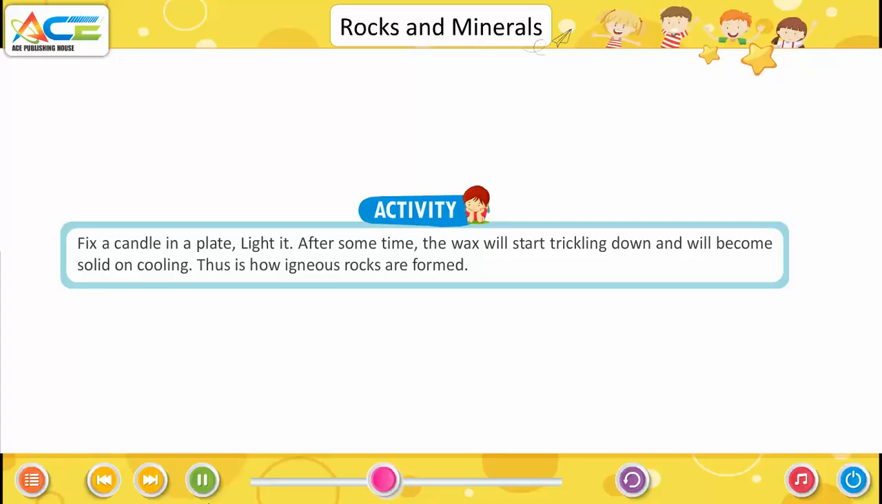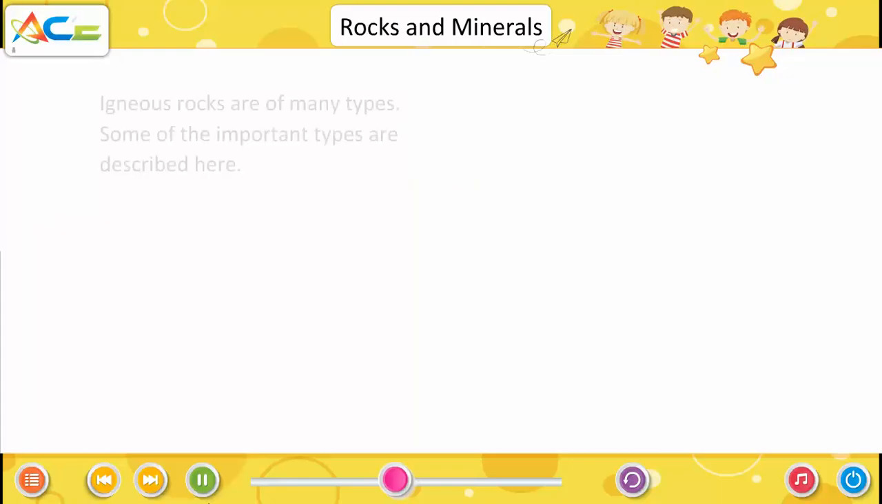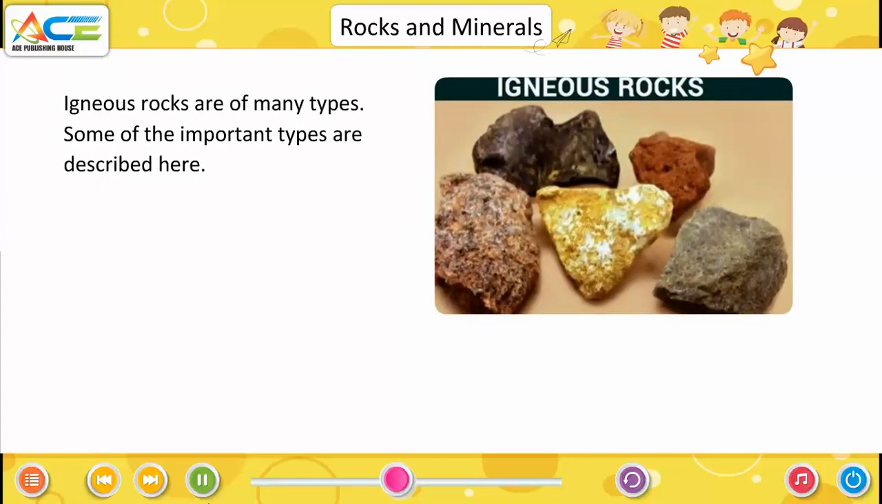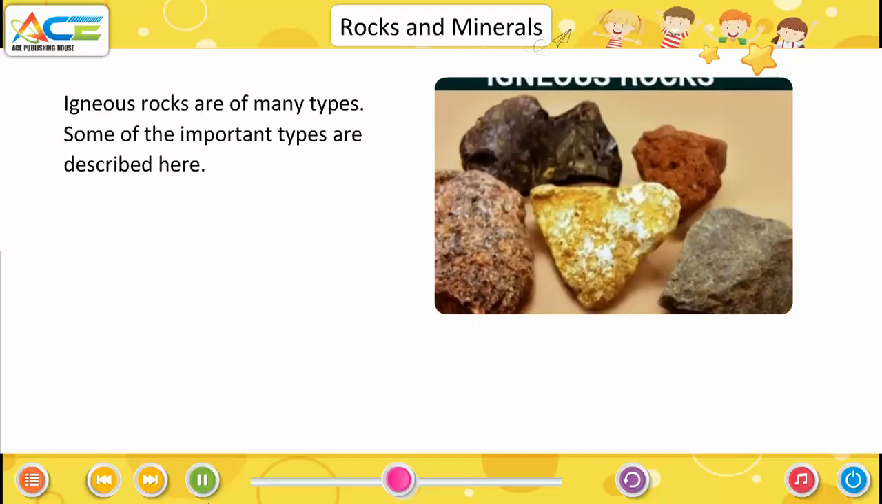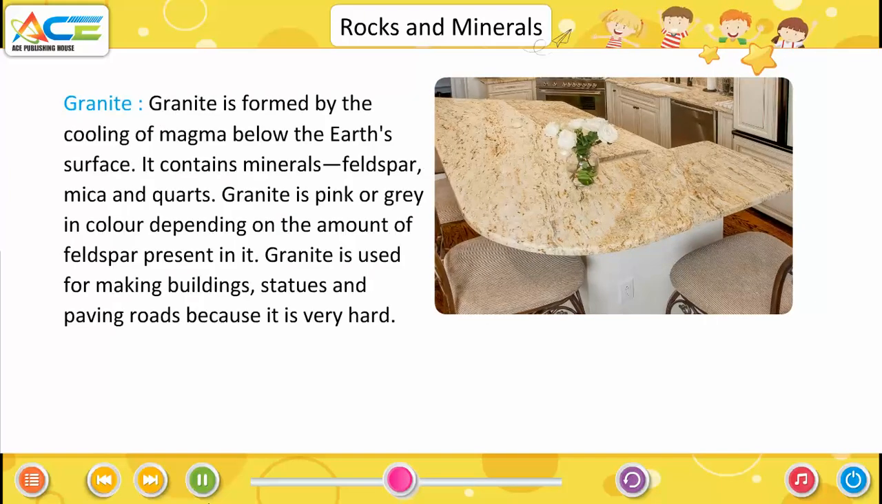Activity. Fix a candle in a plate. Light it. After some time, the wax will start trickling down and will become solid on cooling. This is how igneous rocks are formed. Igneous rocks are of many types. Some of the important types are described here.